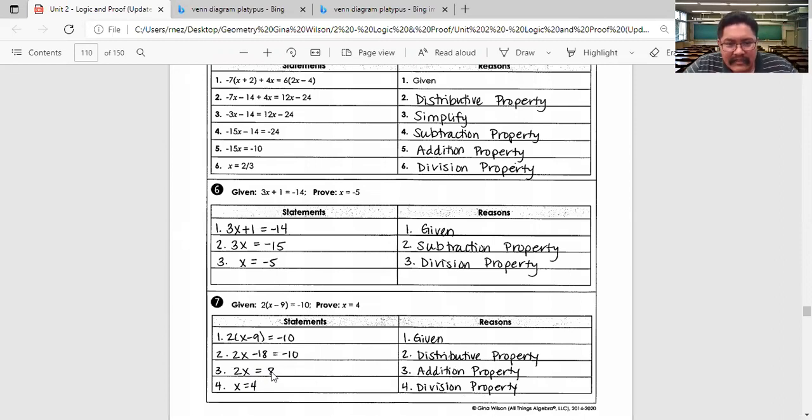Right, we divided both sides by 2. And that's where we get x is equal to 4. So now we know that x is equal to 4. And you don't really need to do a whole lot of solving. Okay, so in this case, we know the solution. They gave us the solution. It's x equals 4.